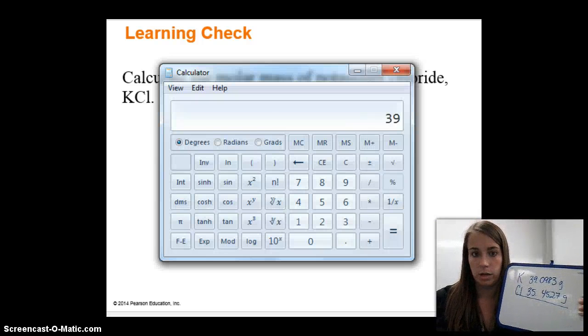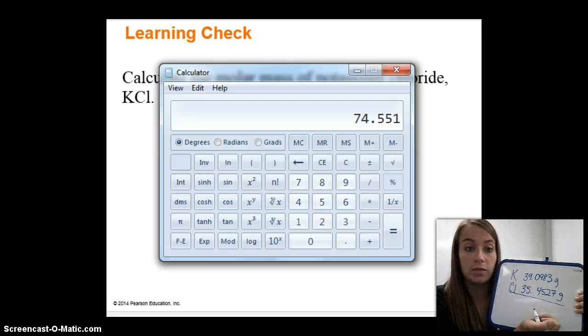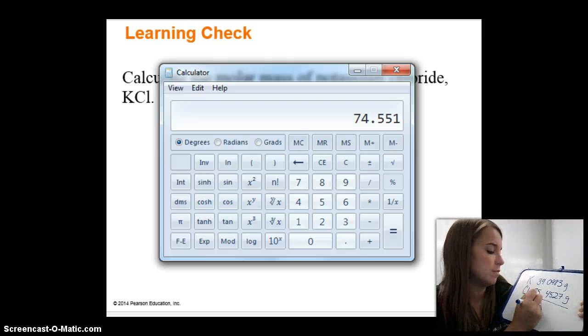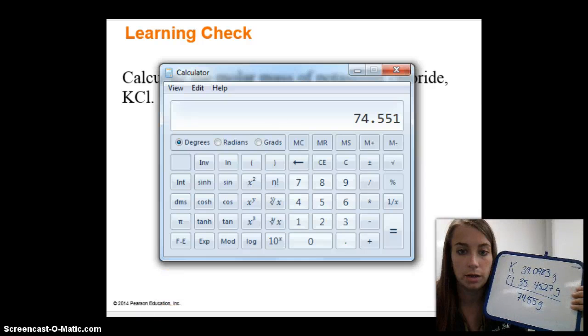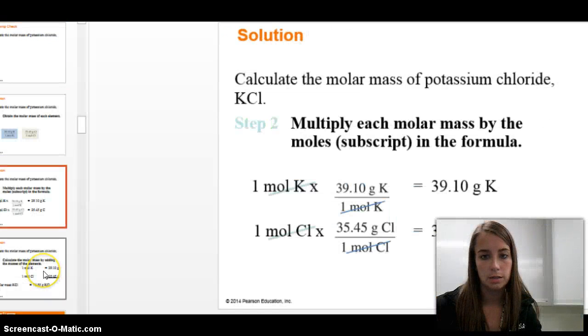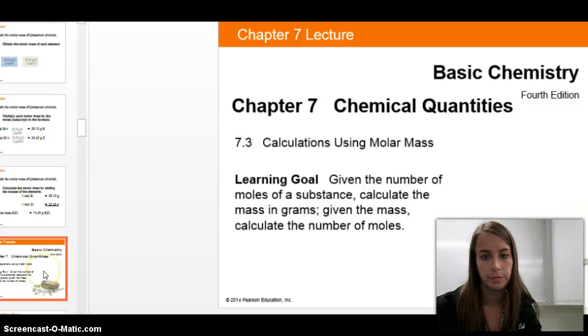We just add those together because we only have one chlorine. So I would do 39.0983 plus 35.4527. You get 74.551, round to the nearest hundredth, so 74.55 grams would be the molar mass of potassium chloride. Again, these just step you through the steps for that.